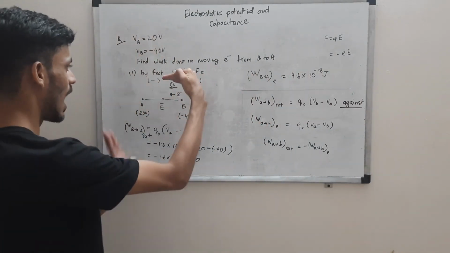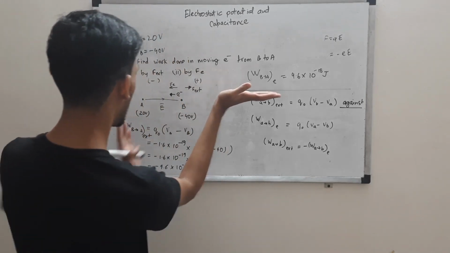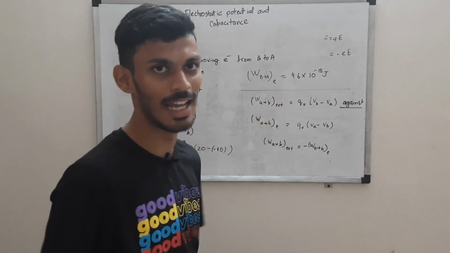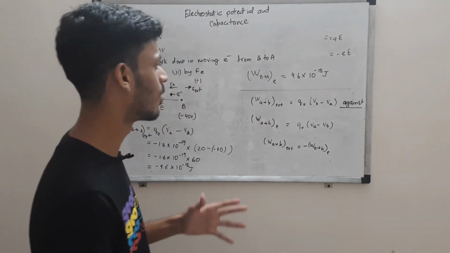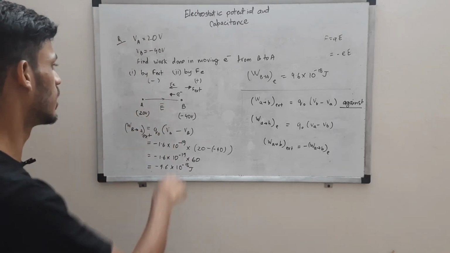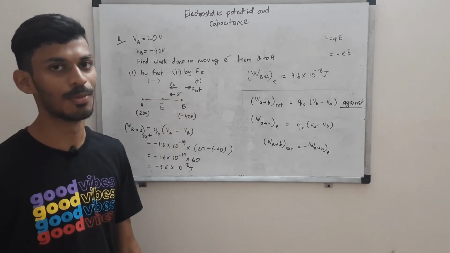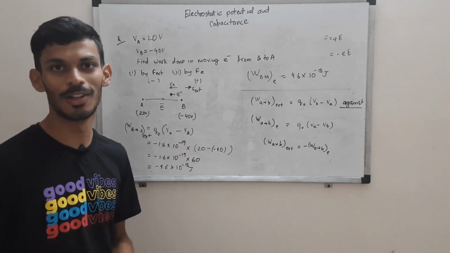Force and displacement are in the same direction, positive work. Force and displacement are in the opposite direction, negative work. Okay, it was that simple. So that is the concept behind it. You can try the numerical yourself by replacing this electron with a proton. Tell me what changes. Okay, so that's about this question. Over to the next one.